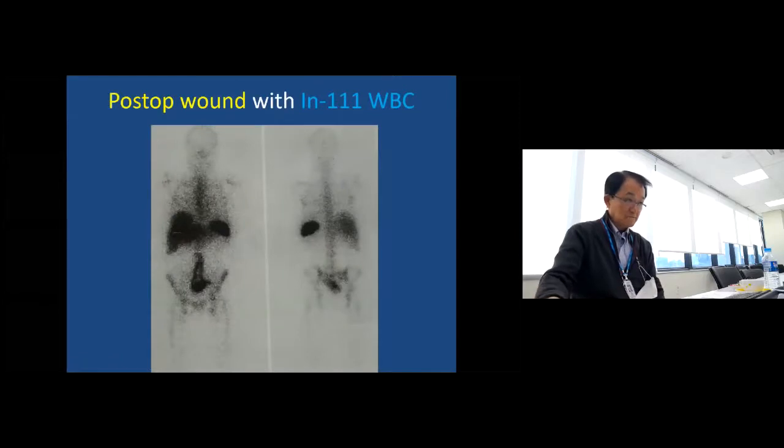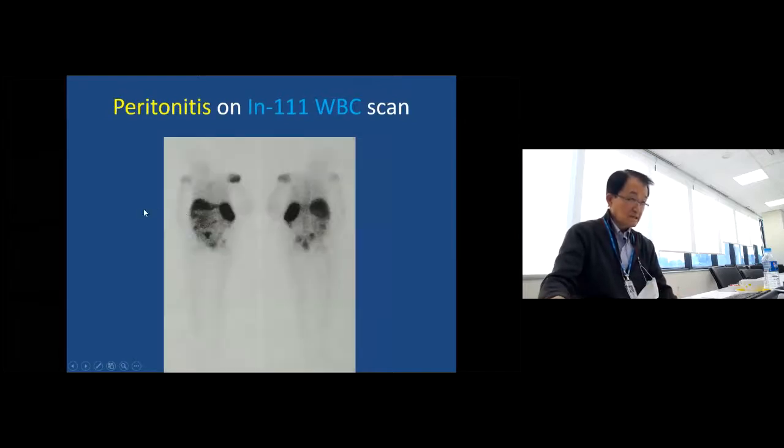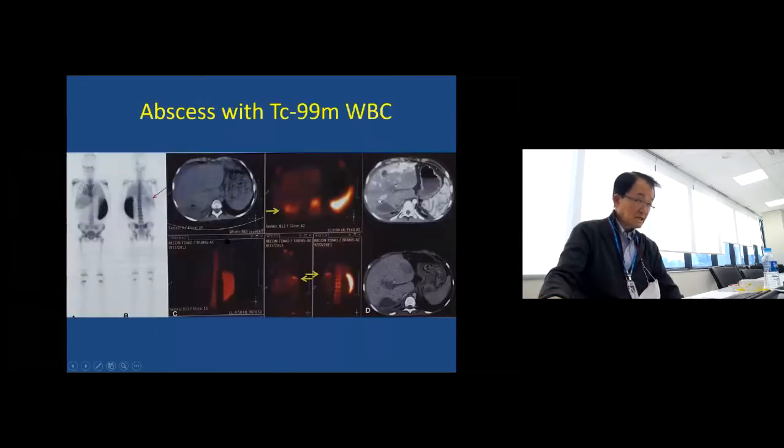And then a post-operative wound still shows; that's an infected wound. Show this. So a hepatic abscess on transaxial is very focal and intense. This is relatively acute because of neutrophils, and then some diffuse peritonitis and some multiple things. It's peritonitis.